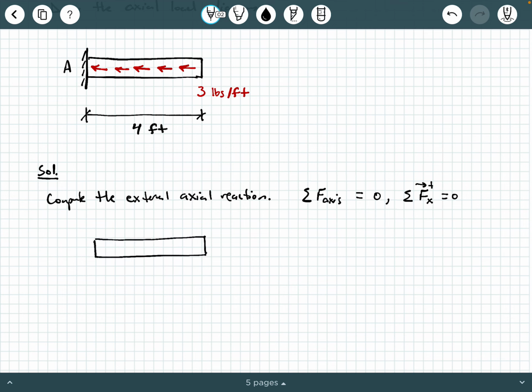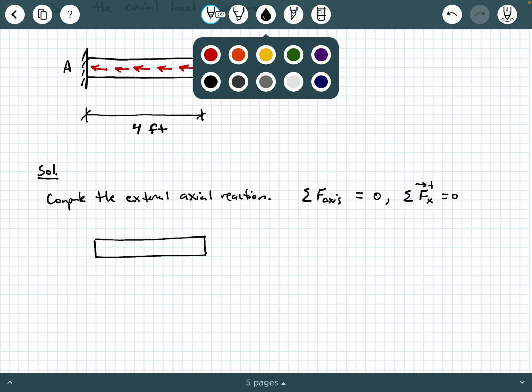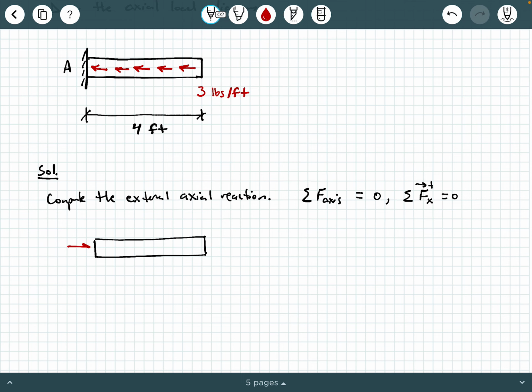we're going to have the member here. And on the left side, we're going to have AX. And along the length of the member, we have that uniformly distributed axial load of 3 pounds per foot. Sometimes that shows up as 3 PLF. If you ever see PLF, that means pounds per foot. We have 4 feet here.